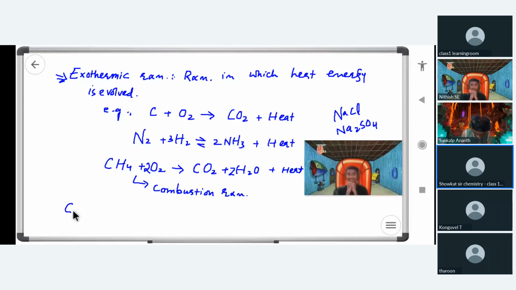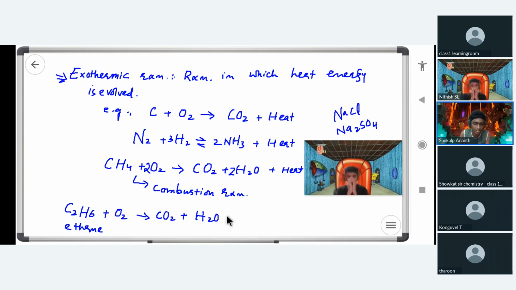For example, let's say I have ethane, that's C2H6, right? Yes, sir, it is known as ethane. Now, if I burn this ethane in excess of oxygen, what will I get as the product? We will get carbon dioxide and water, and we will also get heat energy.